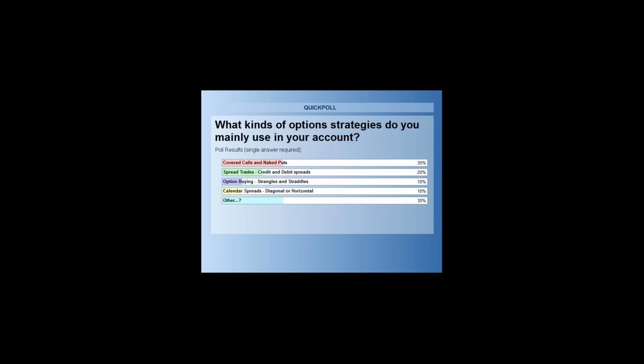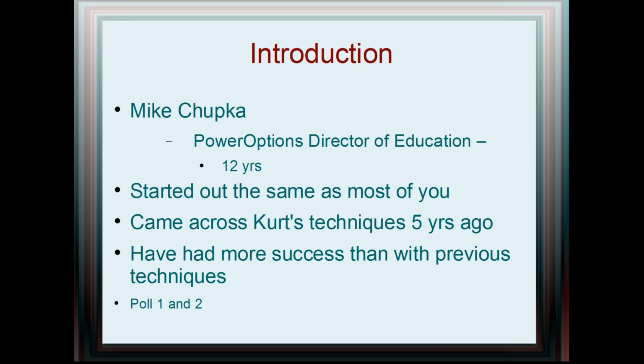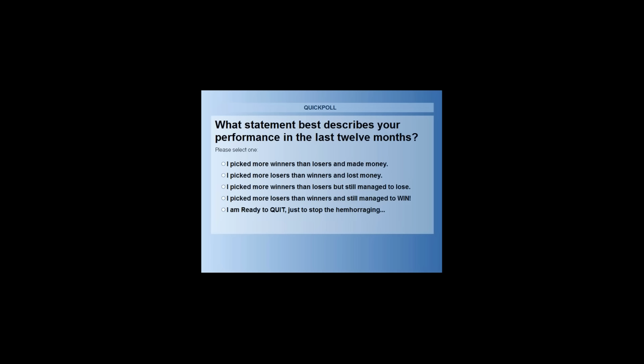Fantastic. Now, I'm going to take another one of Kurt's polls here. Let's follow up with the second poll, and let's just go ahead and take a look here. What I want to know is, over the last 12 months, 24 months or so, which statement best describes your performance? Did you pick more winners than losers and make money with your trades? Did you pick more losers than winners and you lost money in the last 24 months or so? Did you pick more winners than losers, still manage to lose? Or did you pick more losers than winners and still manage to win? Or are you ready to quit just to stop the hemorrhaging?